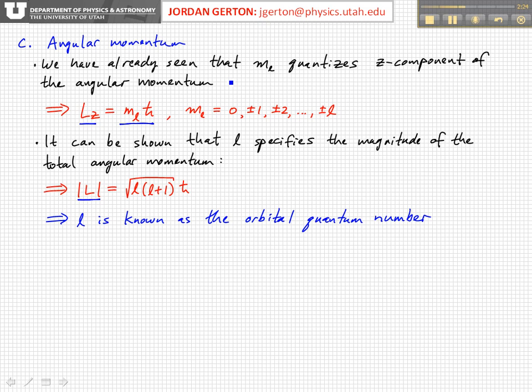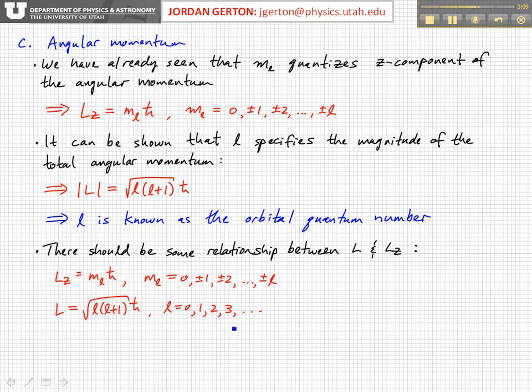And I should say that m sub L is known as the magnetic quantum number, for reasons which you'll find out later on in your quantum mechanics studies. Basically, it has to do with the fact that if you apply a magnetic field, then m sub L determines how these energy states split. The m sub L states are in general degenerate in energy, but when you apply a magnetic field, the degeneracy is broken according to the value of m sub L. We're not going to get into that, but it can be shown.